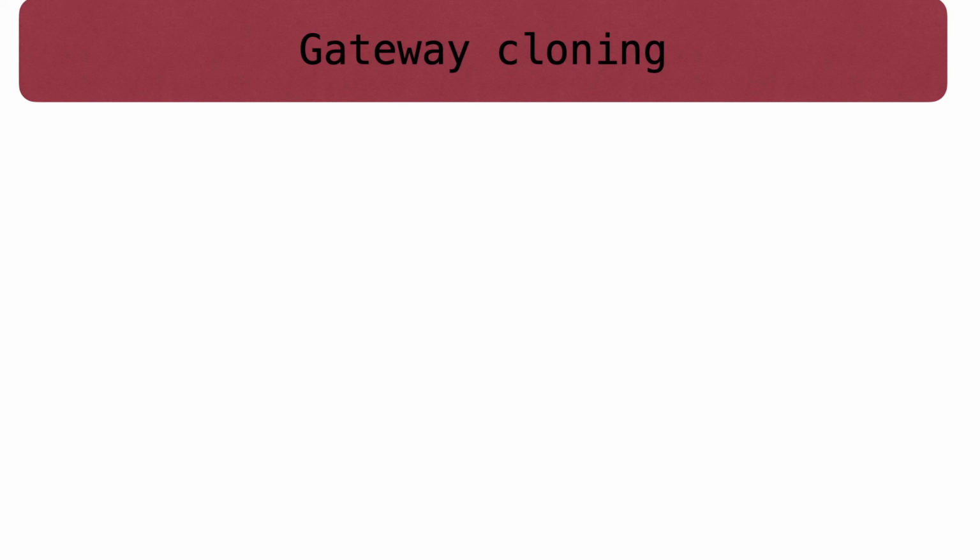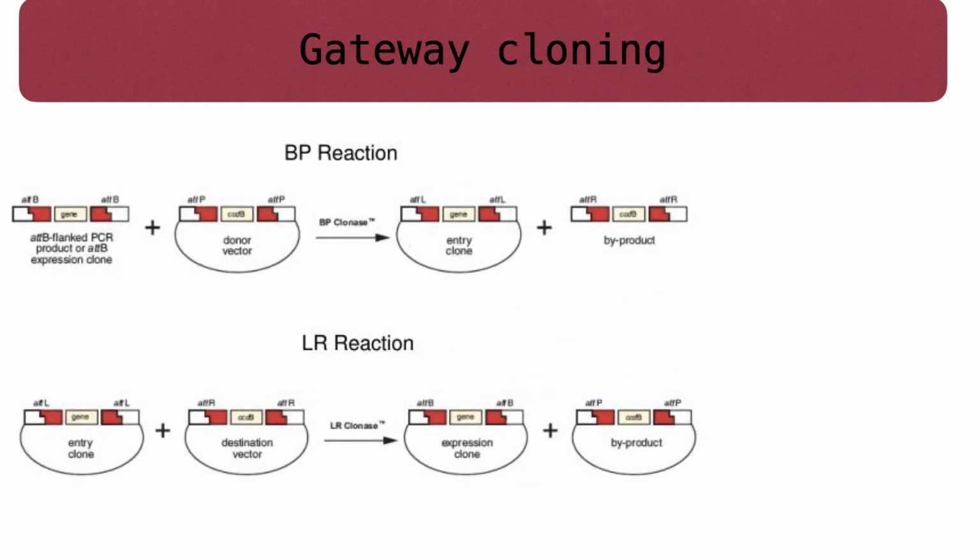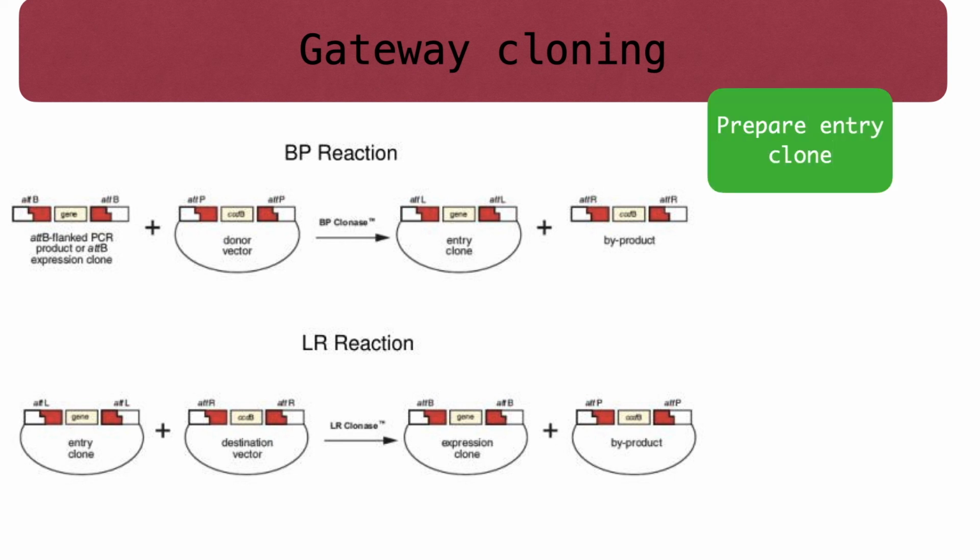Now, another example is gateway cloning, which also doesn't require any restriction enzyme, and this is known as a very common, convenient and easy method of cloning because it is highly efficient as well. But it has two different components: the BP reaction and the LR reaction. Unlike Gibson assembly cloning, for gateway cloning, first we have to prepare the entry clone.